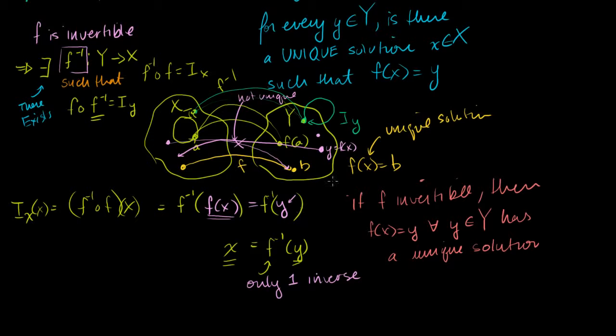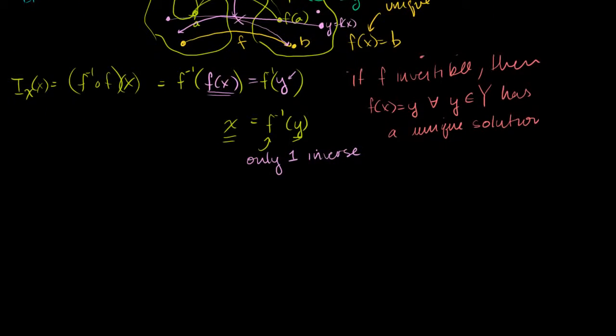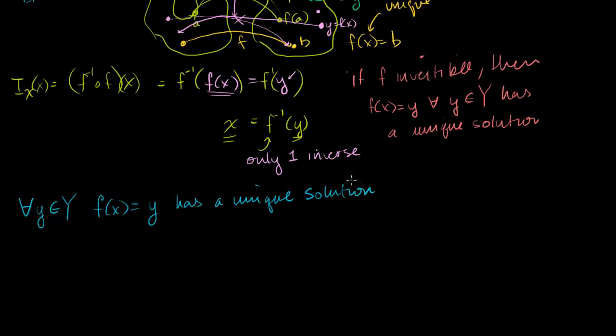But let's see if the opposite is true. Let's see if we start from the assumption that for all y that is a member of our set y, the equation f of x is equal to y has a unique solution. Let's assume this and see if it can get us the other way. If given this, we can prove invertibility. So let's think about it the first way.